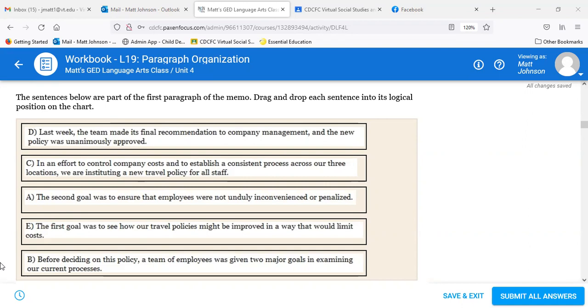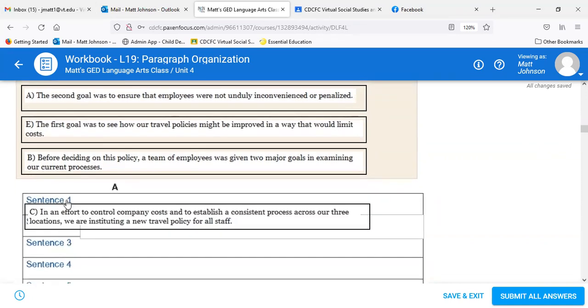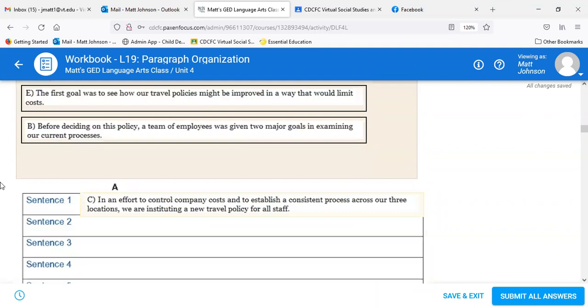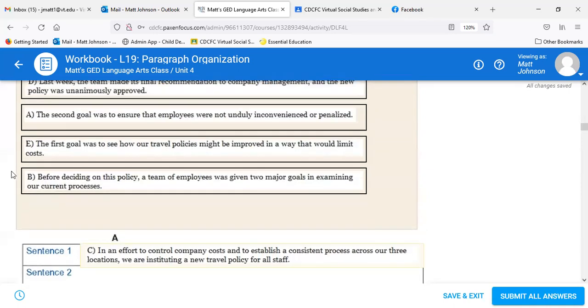C. C, good. C, topic sentence. Yeah, so if we start there: "In an effort to control company cost and to establish a consistent process across our 3 locations, we are instituting a new travel policy for all staff." So there you go. Now the reader knows, okay, we're talking about travel policy for staff, right? So C for the first sentence.